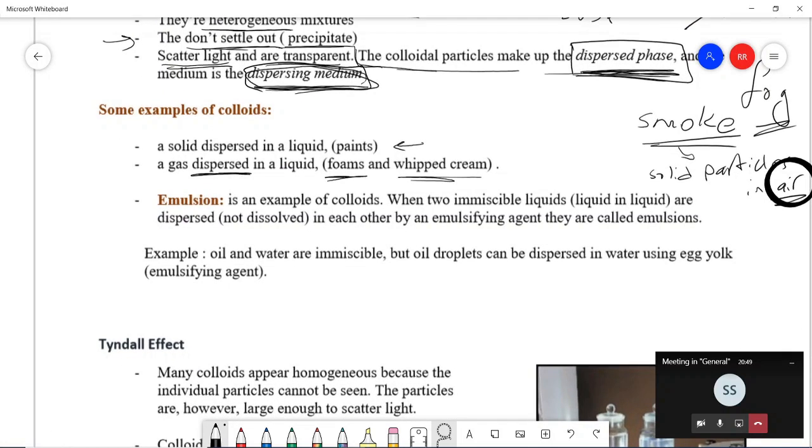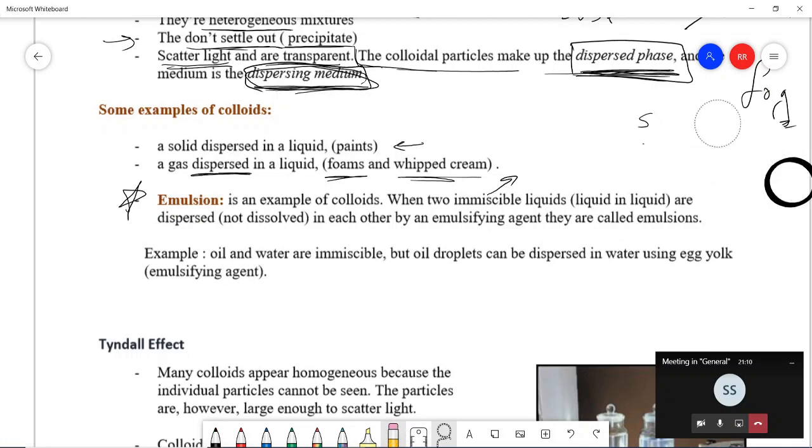Another example. This example is very important. Emulsion. Emulsion is also a colloid. Then what is emulsion? When two immiscible, what does immiscible mean? They cannot be mixed. You can write immiscible. It means two liquids which cannot be mixed or can't dissolve in each other. That's what it means, immiscible.